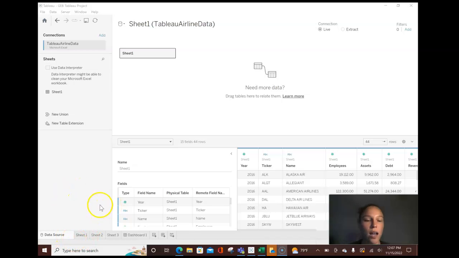So the first thing I want to show is the data source page, which was given to us by the professor, and this is just a bunch of data that was gathered about different airlines and different statistics about these airlines.